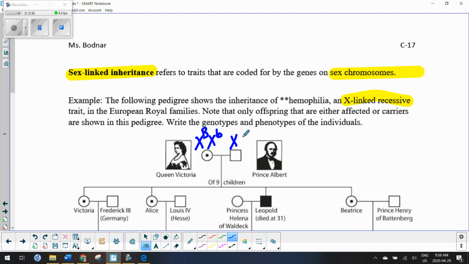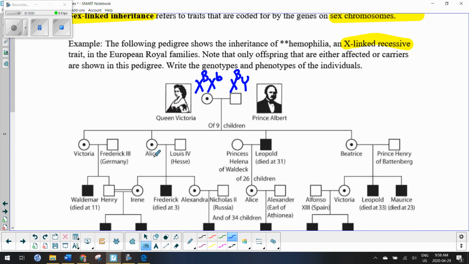Prince Albert is not affected, so affected will be completely shaded in. So he is XY. Nothing is found on Y because it's an X-linked recessive. So that means on his X chromosome, he has to have a capital B. Okay, moving down. So Victoria is a carrier, so exactly like her mom. X big B, X little b. Frederick is not affected, so he's like Albert. So we have X big B, Y.